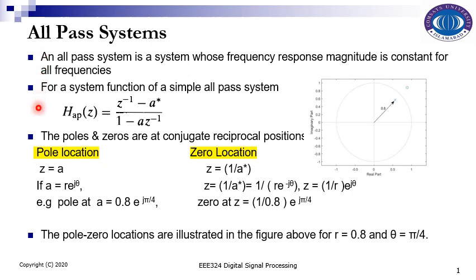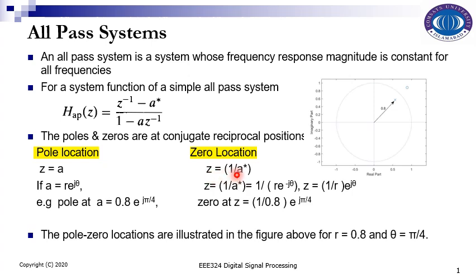To understand this all-pass system more, let's look at the system function of a simple all-pass system, and this is the system function: z inverse minus a star divided by 1 minus a z inverse. From its system function we observe that it has a pole at z equal to a, and it has a zero at 1 over a conjugate.